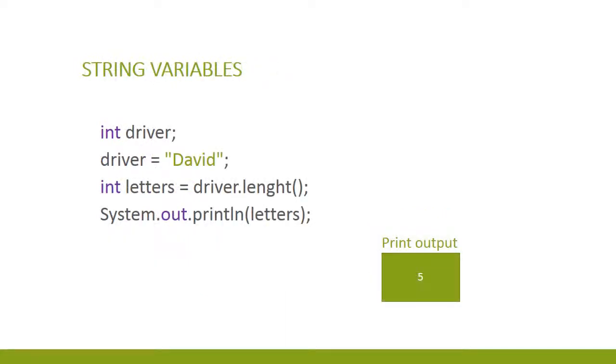Storing variables. Driver is the variable and value David, and letters equal driver.length, System.out.println letters. This code prints outputs 5 letters.